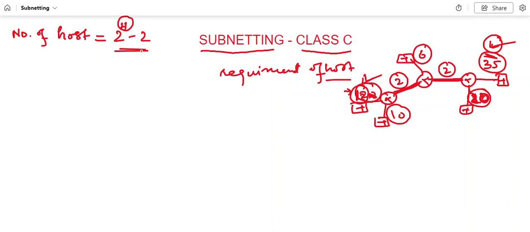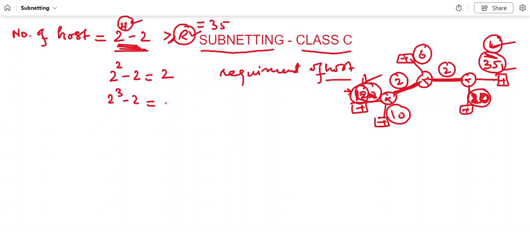Now, 2 power h minus 2: the result that you get from this formula should be greater than or equal to the requirement. We will put the value of h here, starting from 2, so 2 power 2 minus 2, and compare it with the requirement. Our first requirement is 35 hosts, so r is 35. 2 power 2 minus 2 gives us the value 2, that is less than 35. 2 power 3 minus 2 gives us 8 minus 2, 6. It is not fulfilling our requirement.